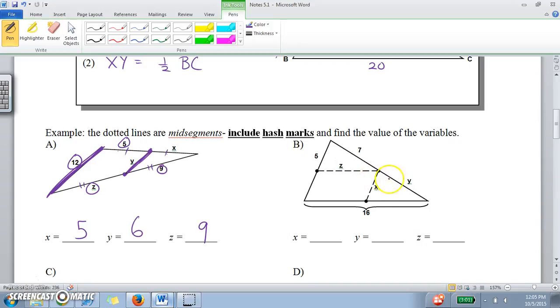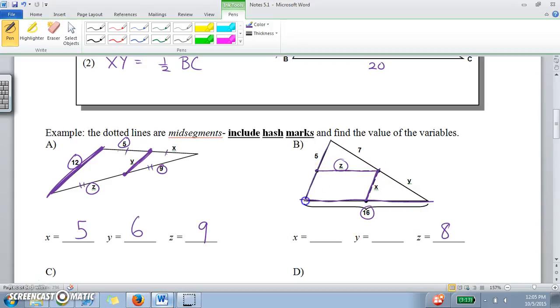Same thing over here, so now we've got two midsegments. We'll start with z. So z is connecting these two midpoints right here, which makes it parallel to this side, which is 16, and it also makes it half of 16. So z would be 8 units long.